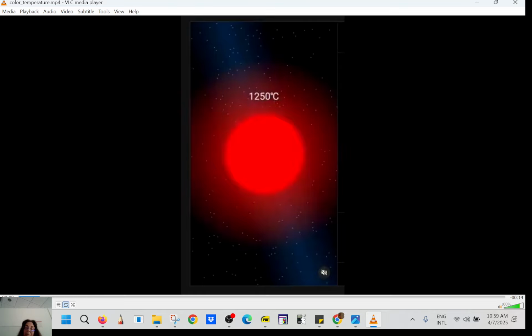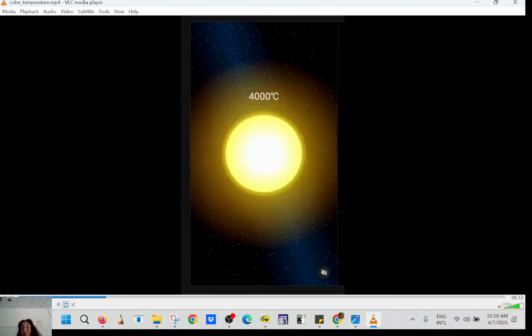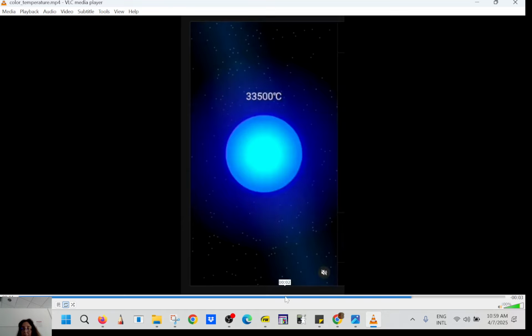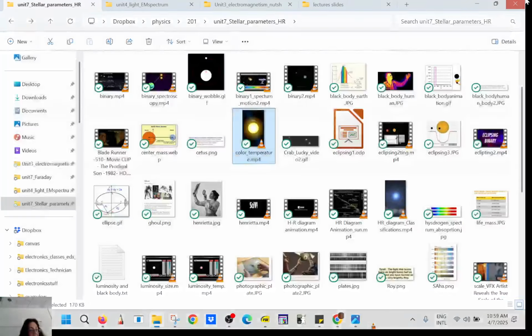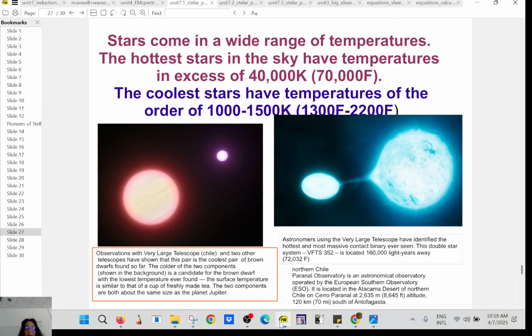Ready? You increase the temperature, the color is going to change. That will be our sun, 5,000. Blue, very hot. Very hot. So it goes very fast.